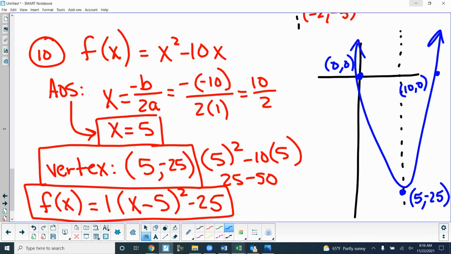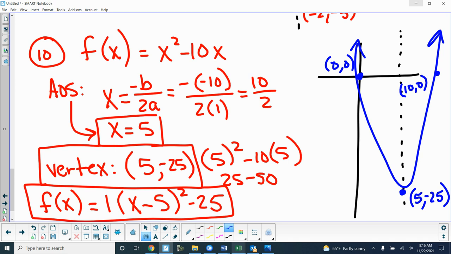It's a bad sketch. All right, but there's what it would look like. Remember, if a is negative, it would be going the other way, right? It would be opening down. I don't know if there's any negatives tomorrow or not. All right, so those are the two that take some work, 9 and 10.